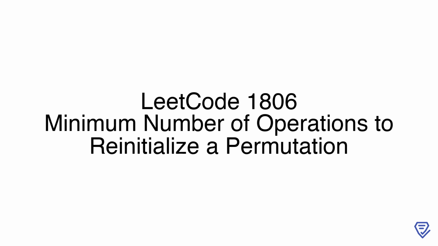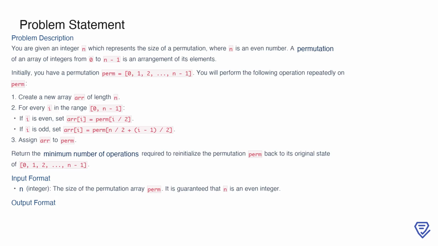Welcome! Today, we will explore LeetCode problem number 1806, titled Minimum Number of Operations to Reinitialize a Permutation. In this problem, we aim to determine the minimum number of operations required to restore a permutation to its original state. Stay tuned as we dive into the problem, explore the logic, and break down the solution in an easy-to-understand way. Let's get started.